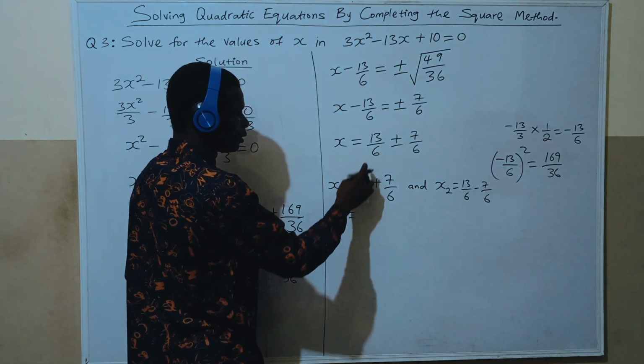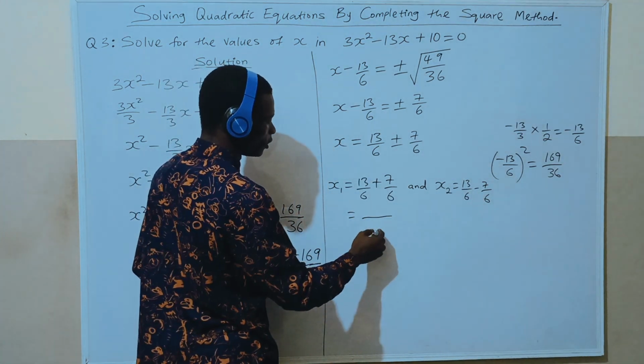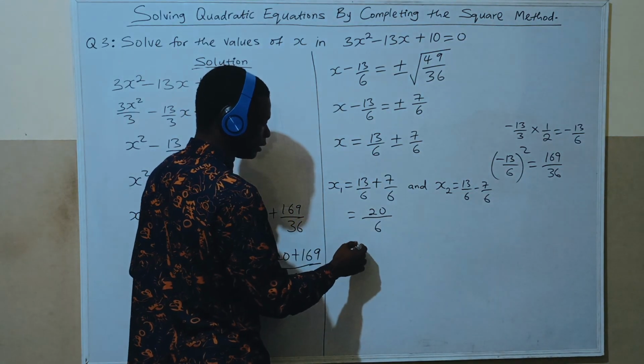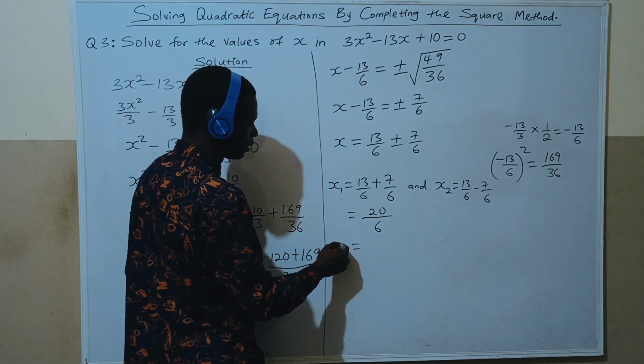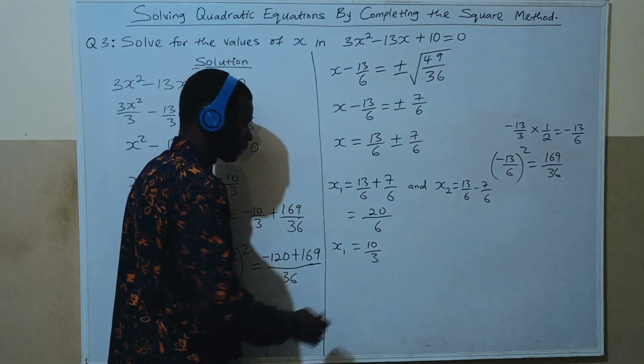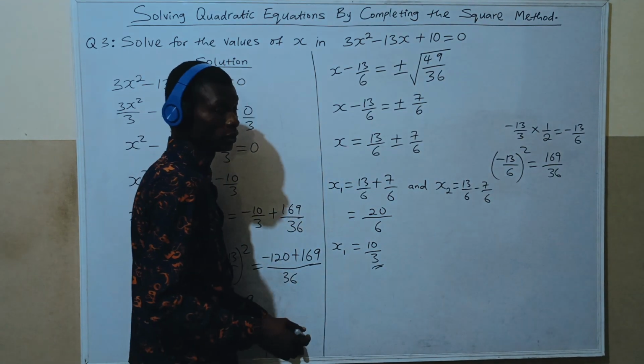Okay, so 13 over 6, common denominator for both of them, that's going to be over 6. 13 plus 7 will actually be equal to 20, which reduced to the lowest term, x1 will now be equal to 10 over 3. That's the solution to the question, that's solution 1.